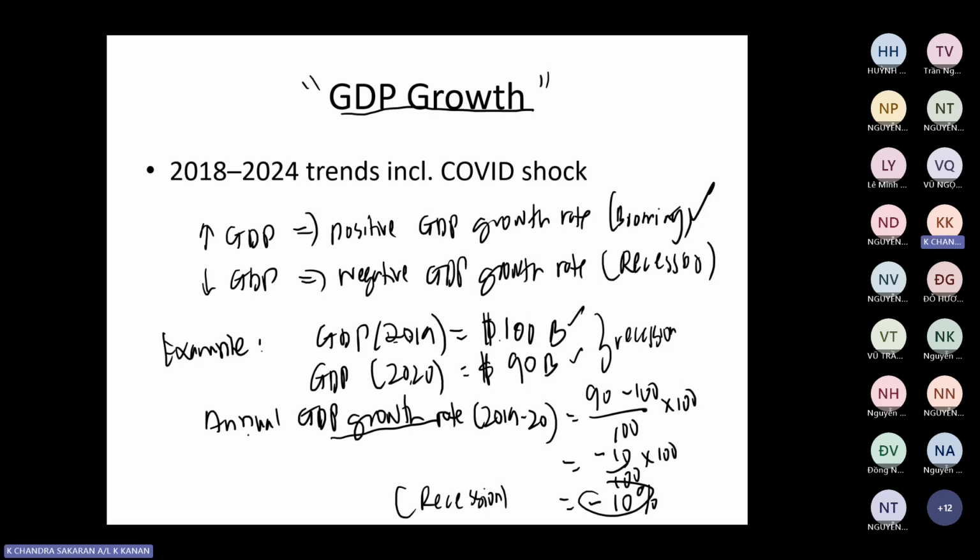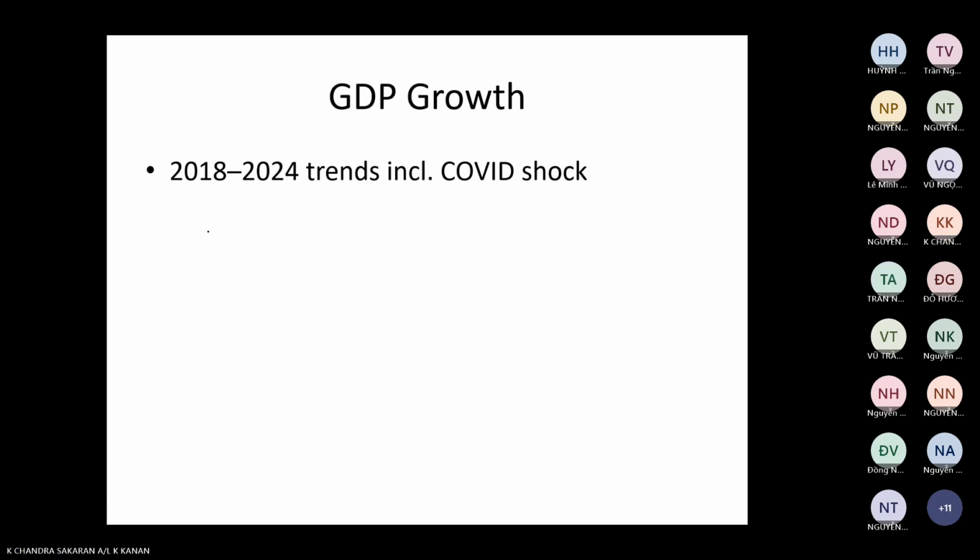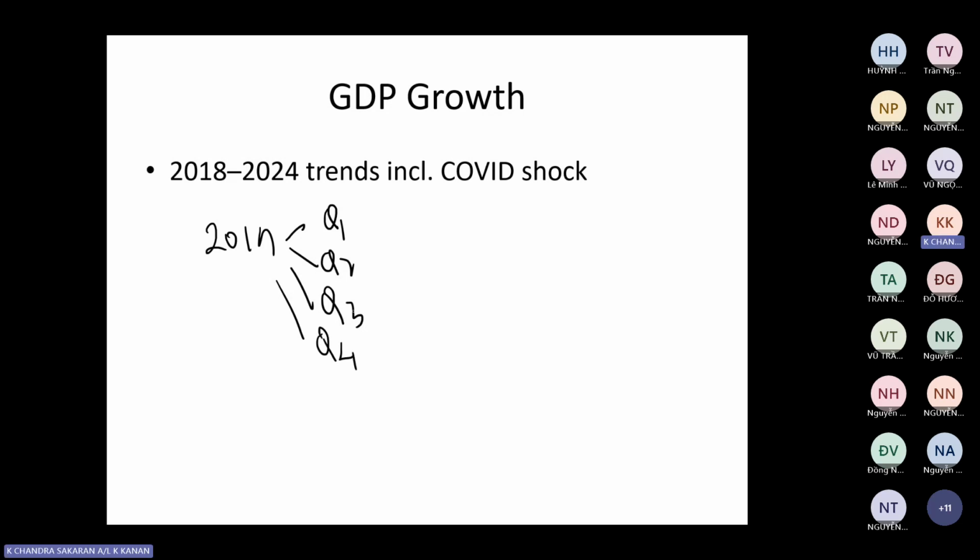One more thing you must know is most of the data is normally given in quarterly GDP. They give you GDP in a quarter. In 1 year, how many quarters? Anyone? Let's say 2019. They have Q1, Q2, Q3, Q4. 1 year has 4 quarters.